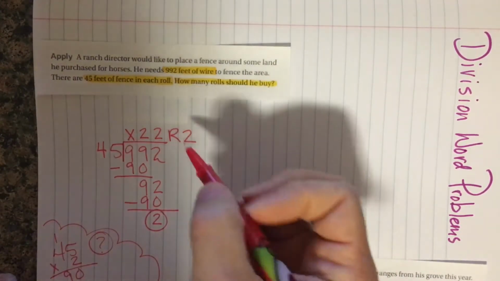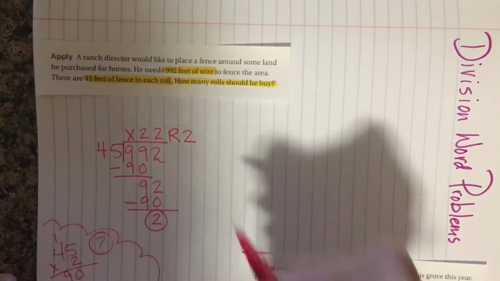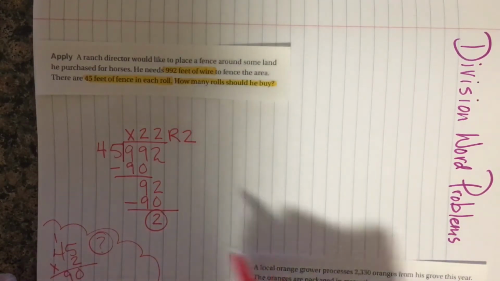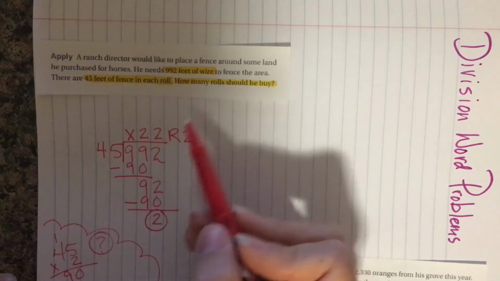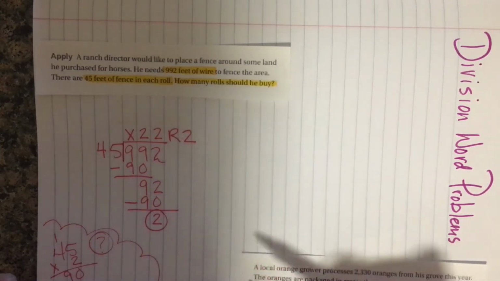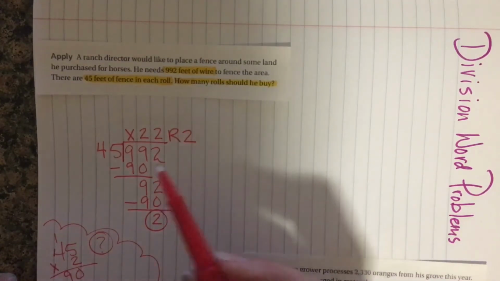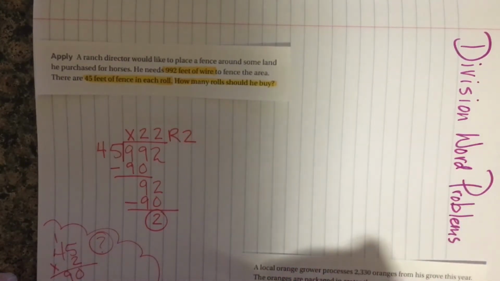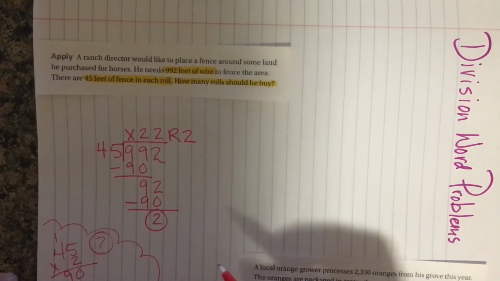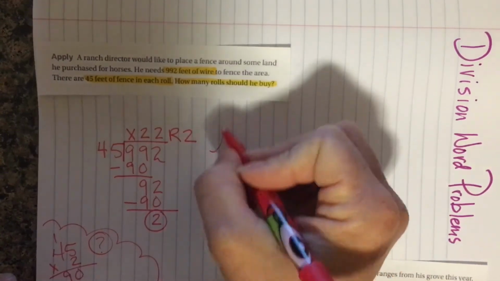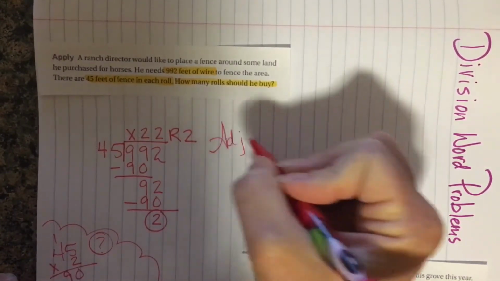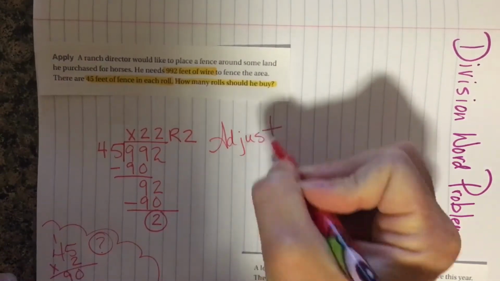Now, this is not the answer. We're not done yet. I cannot say I need 22 remainder 2 rolls of fence. If you go to Home Depot and go to buy fence roll, you can't say, I just need a little bit off of another one. I'm just going to cut off what I need. You have to buy a whole extra roll. So this is when you have to do something called adjusting your quotient.